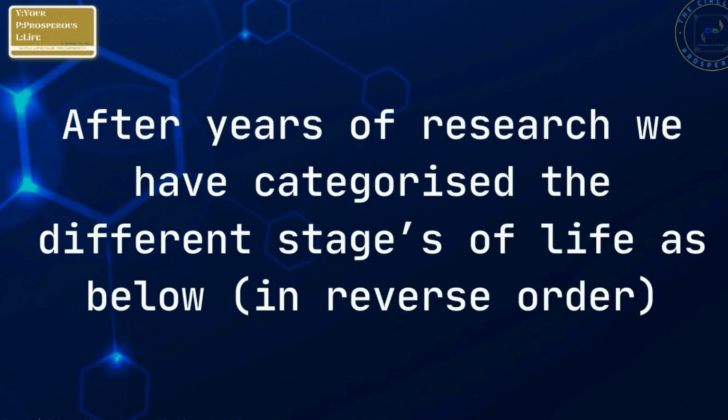After various years of research, we have categorized the different stages of life in reverse order. So we are going from old age to the newborn. The reason is very simple: every existing stage is interconnected with the previous stage and with the next stage. That is the reason we have given this in reverse order. So let's start with old age.